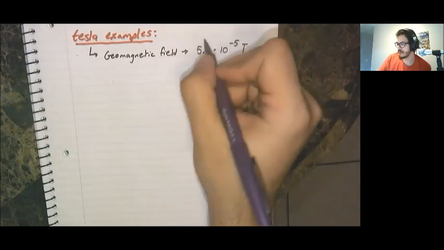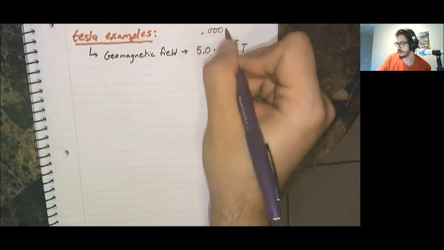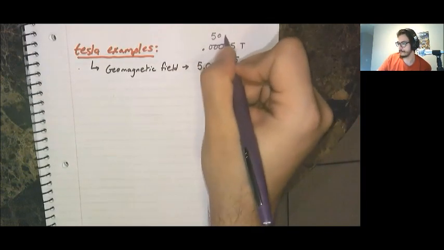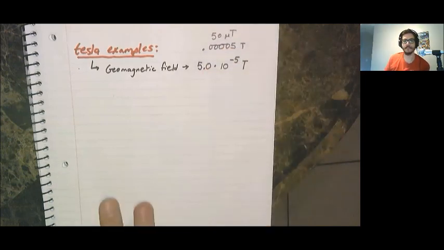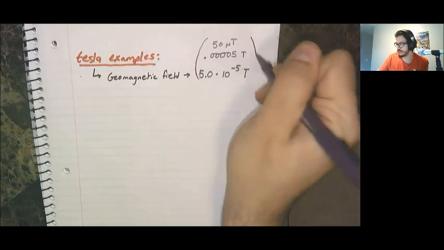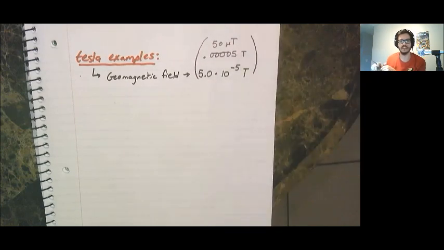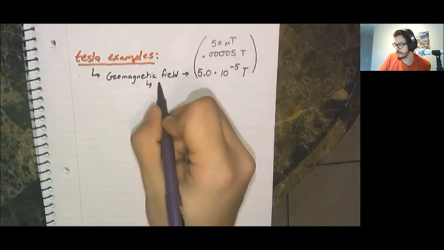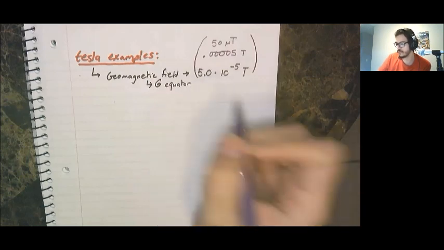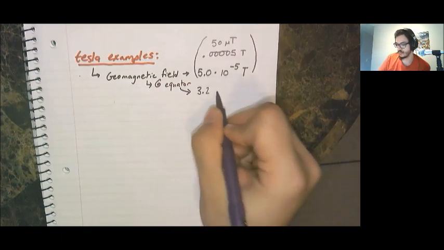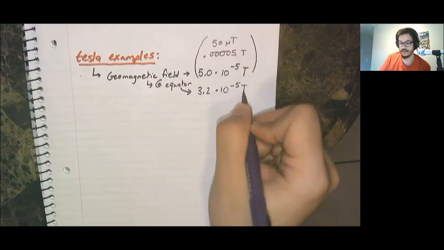If you wanted to write this other ways, this would be 0.00005 Tesla. Or you could also rewrite it as 50 micro Tesla. Remember that micro is 10 to the negative 6, one millionth. This is the value for the geomagnetic field that we're going to use most often in our problems, because that's about what it's worth here in Florida. At the equator, a little bit south of here, actually quite a bit south of here, about 30 degrees or so, you're a little bit farther from the poles. So the magnetic field of the Earth should be a little bit weaker. At the equator, it's about 3.2 times 10 to the negative 5 Tesla.